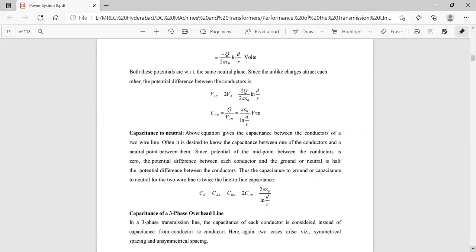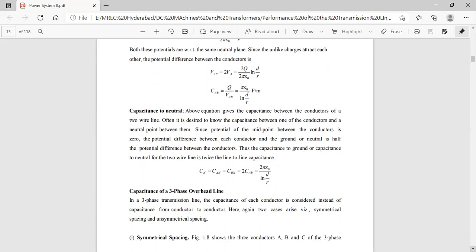That means the capacitance to neutral, Cn, is equal to Can is equal to Cbn is equal to 2 into Cab. That is equal to 2 pi epsilon naught divided by ln of d by r. Already we know that the capacitances are connected in parallel, so the total capacitance is 2 times that one. That means you have to add these two, and we will get the total capacitance of the transmission line. So this is the capacitance for single phase systems, that is one conductor to the neutral, or one conductor with respect to another conductor.